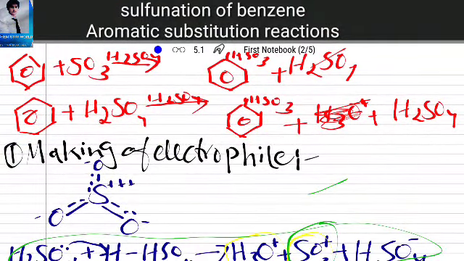So these are the two methods we have discussed for the mechanism of sulfonation.